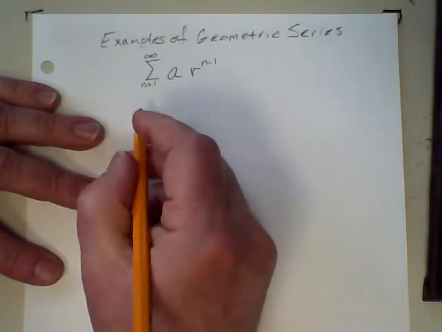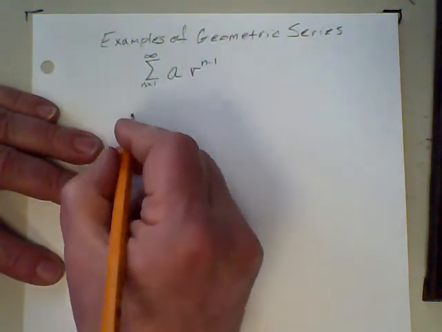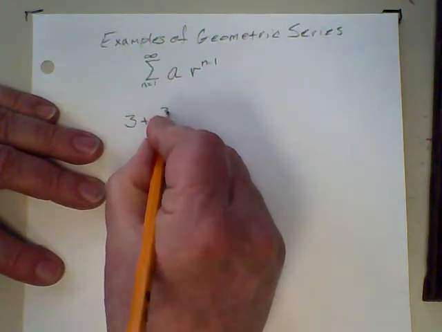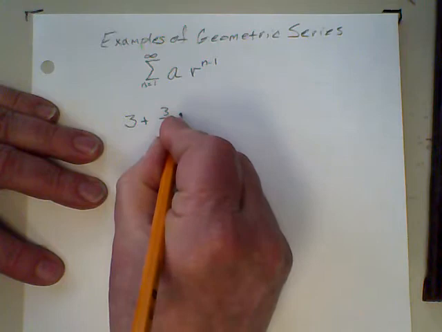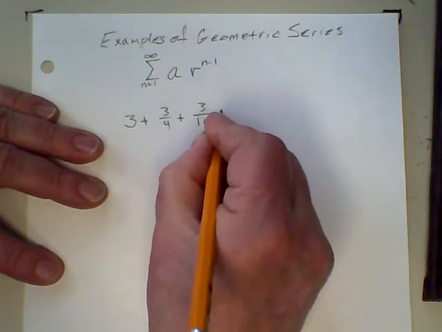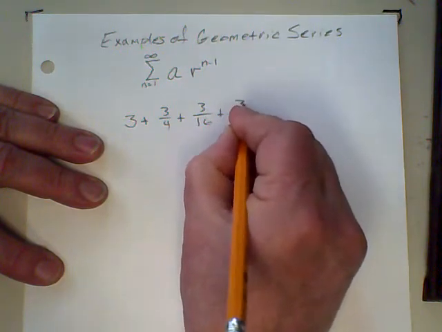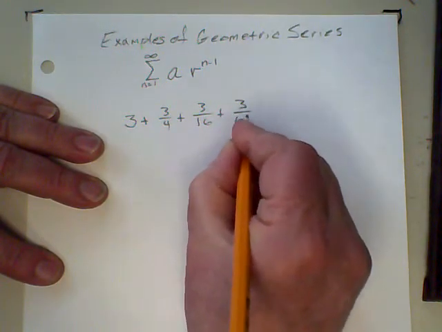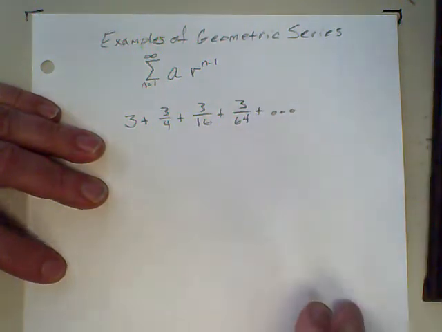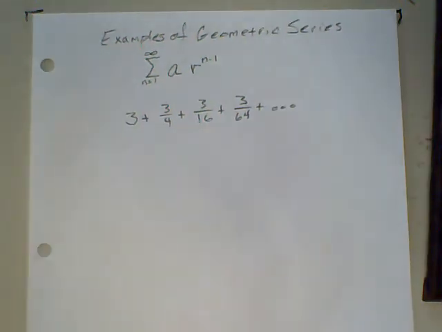Let me write out some terms and then let's see if we can fit them to that geometric series format. So how about 3 plus 3/4 plus 3/16 plus 3/64. And we could continue that pattern. You may have already spotted part of that pattern, which is great. When you can spot part of the pattern right off, that makes the job a lot easier.